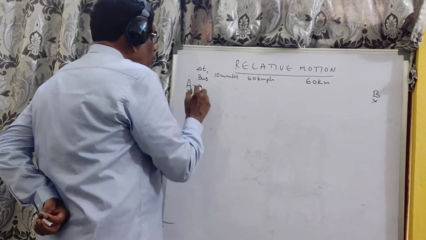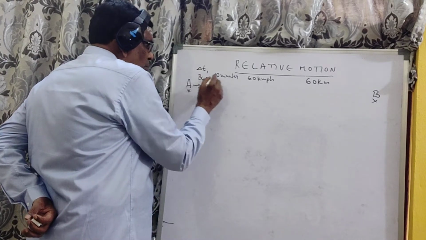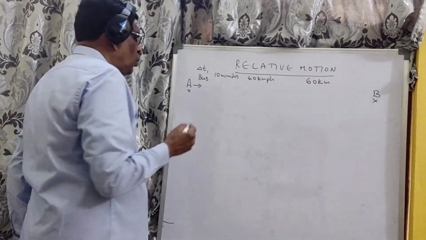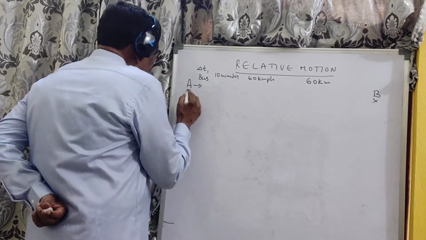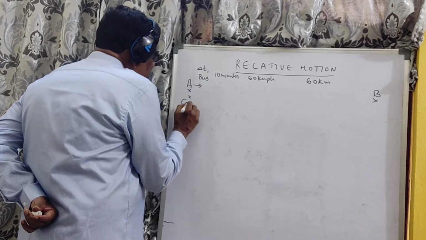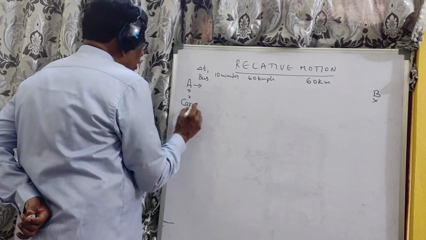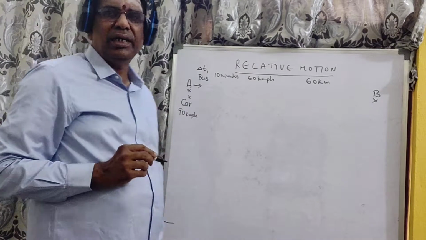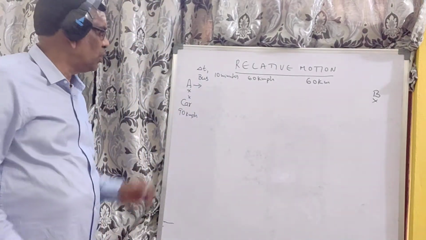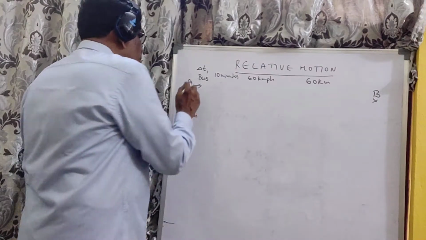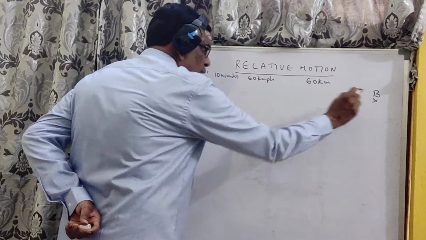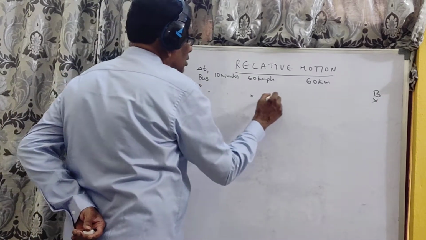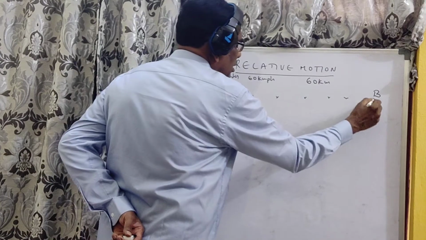Now, every 10 minutes one bus leaves from here and reaches B. So, at one instant, a car leaves here. Car moves with 90 kilometers per hour constant speed. I want you to follow this carefully. Every 10 minutes one bus leaves A and reaches B. And there are so many buses now. These are all at one instant.